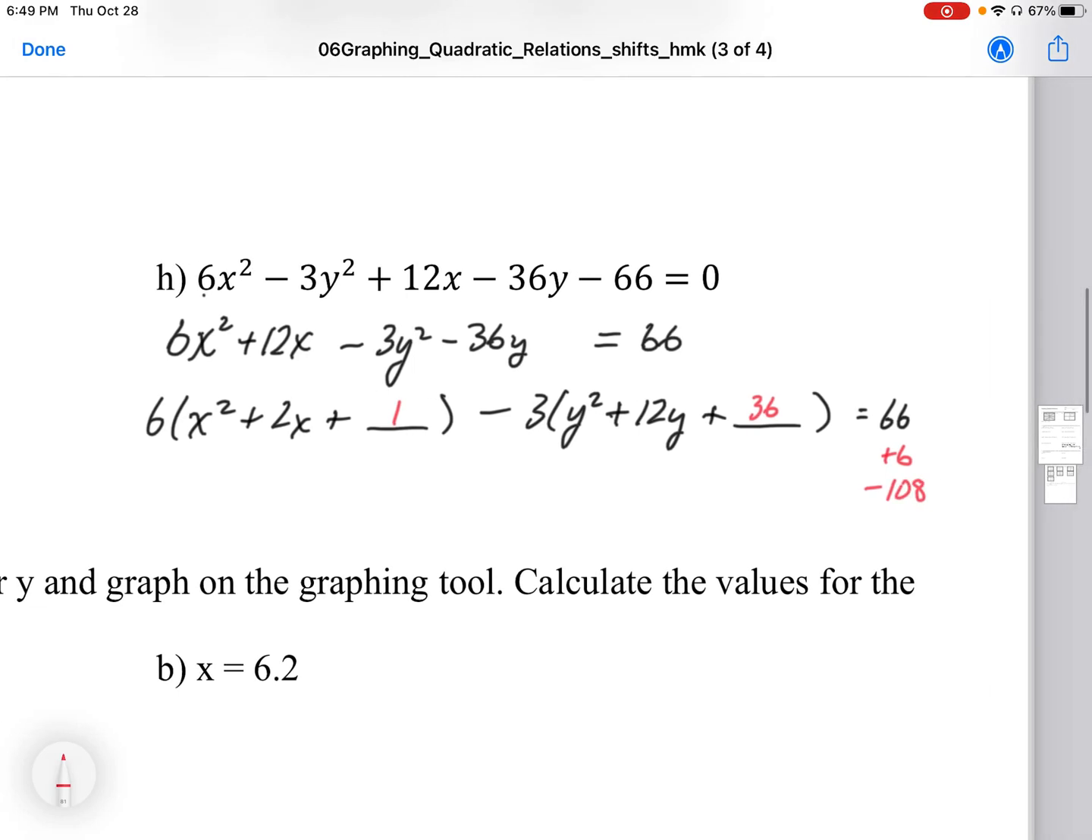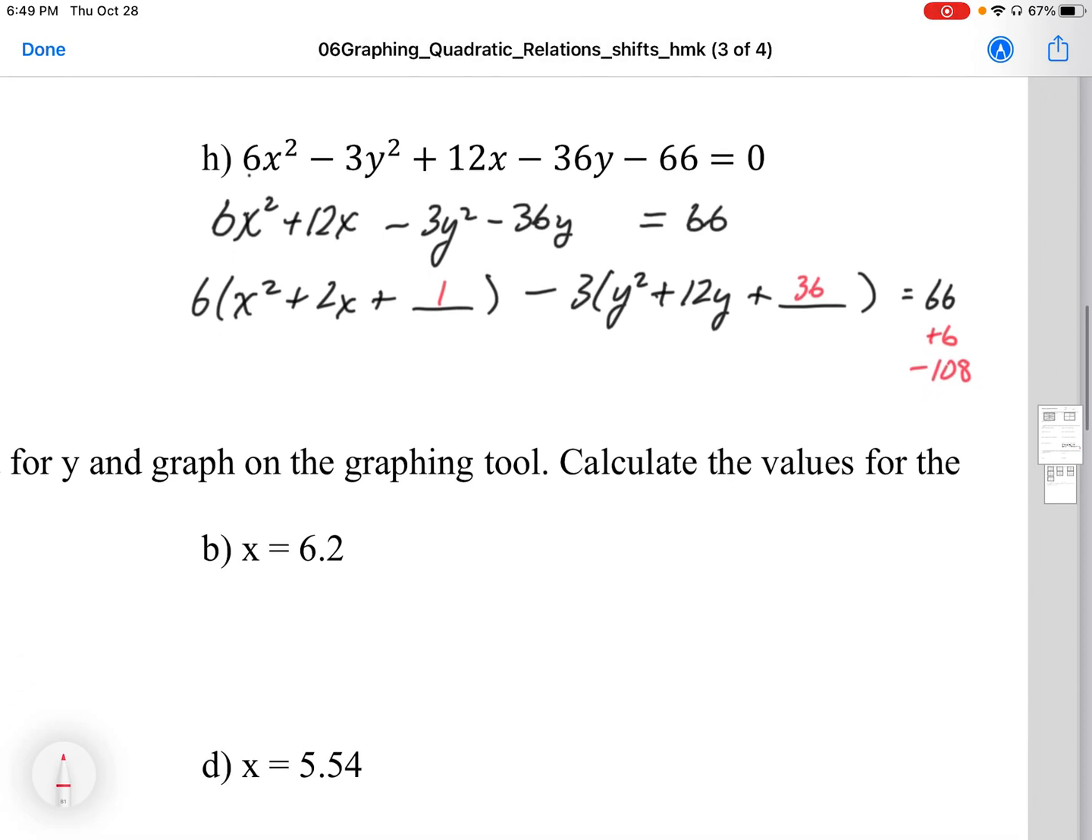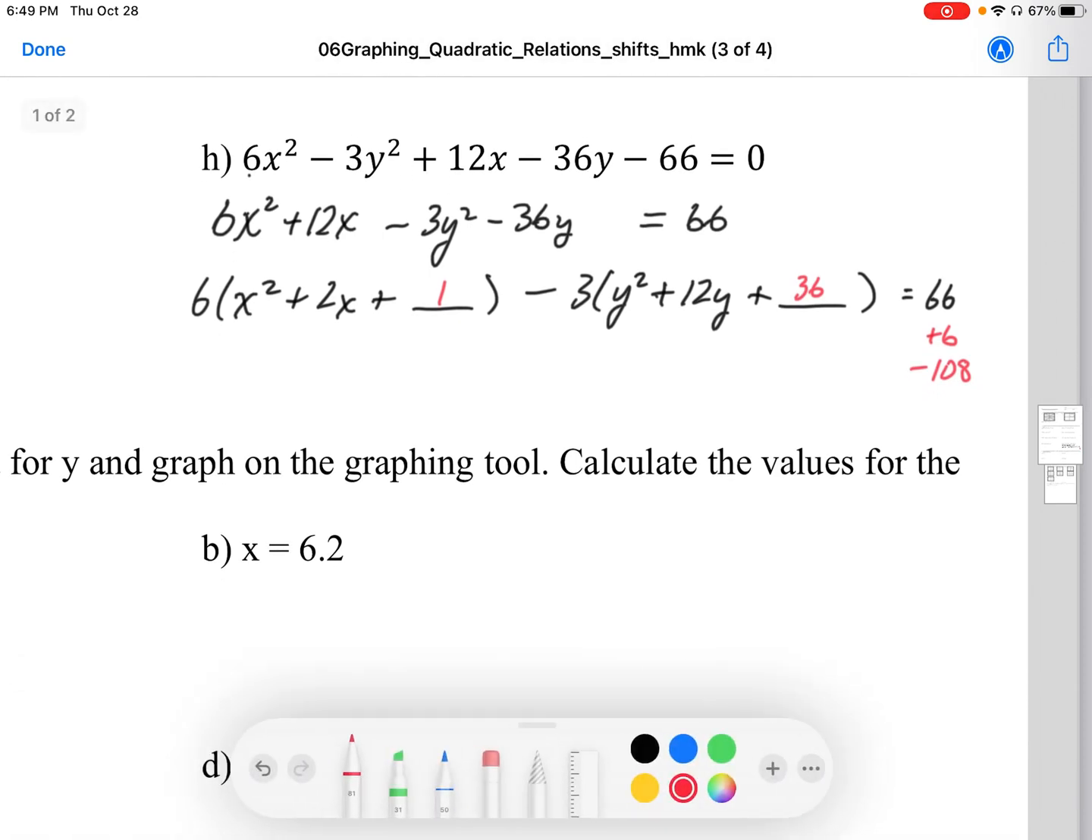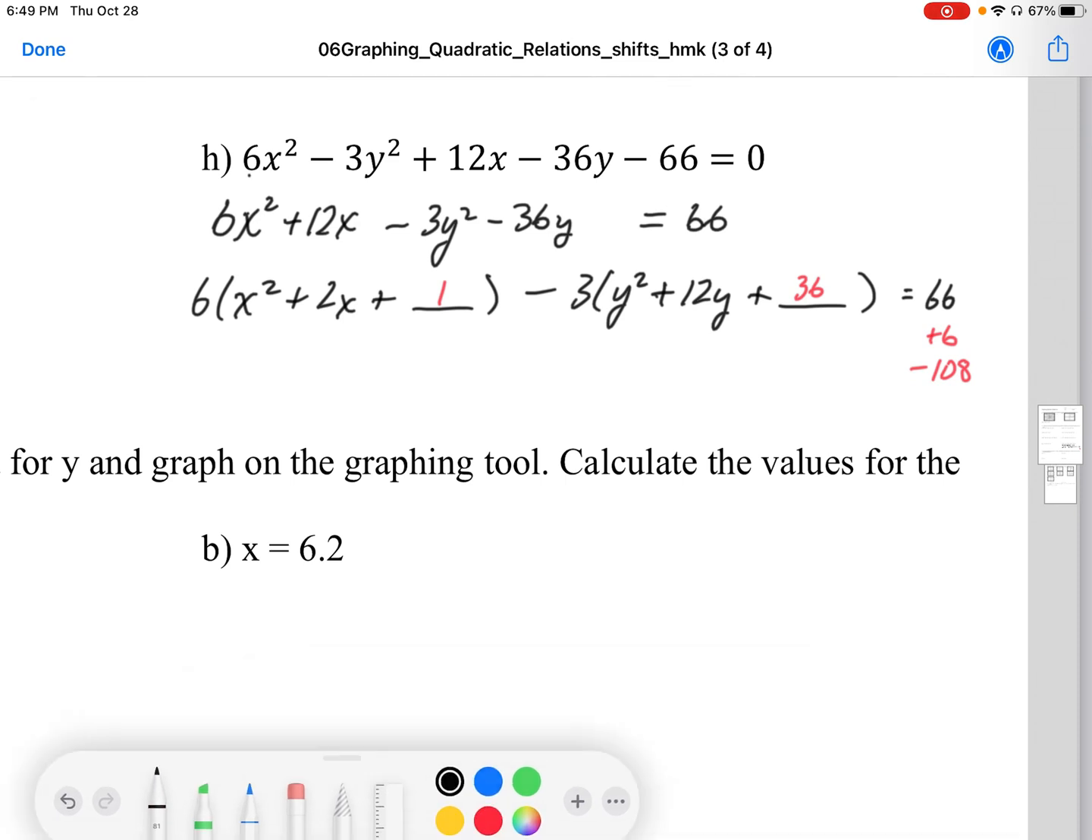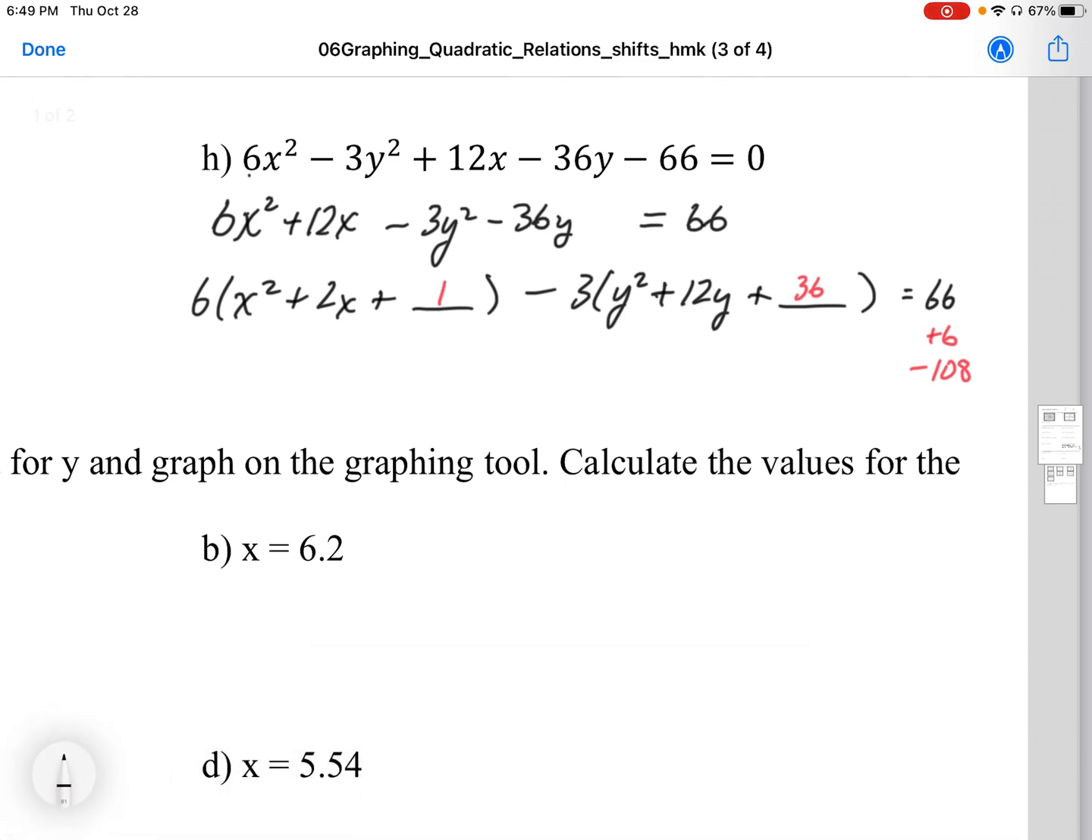Okay, so just move this along here, giving myself a little bit of space to work. I'm going to rewrite this with the completed square form. So I end up with 6 times (x plus 1) squared minus 3 times (y plus 6) squared. And when I tally this up, I'm going to end up with equals positive 72 minus 108, so minus 36. Okay, so this is all balanced off as well.